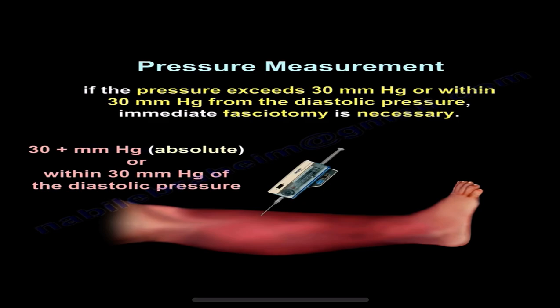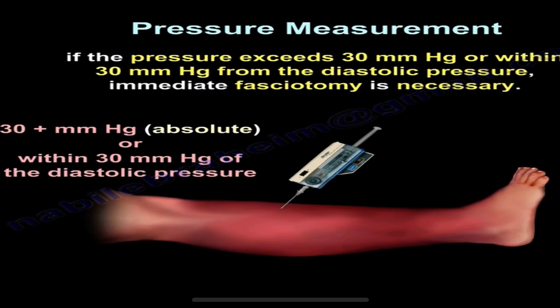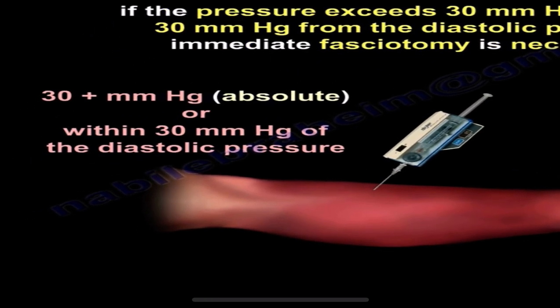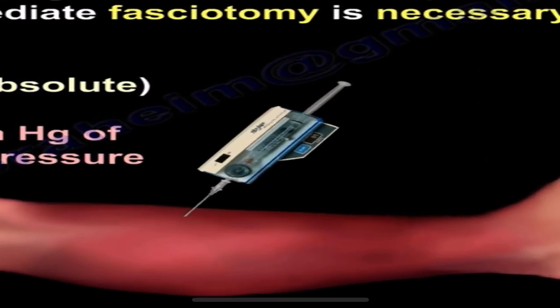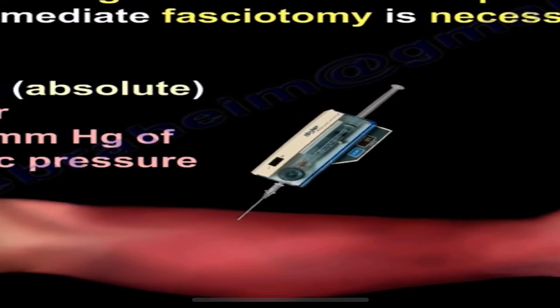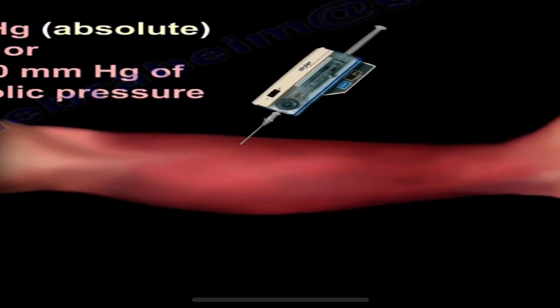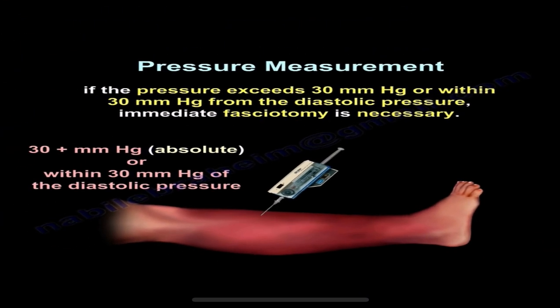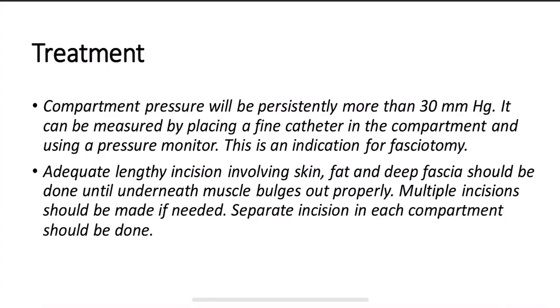So you can see here the pressure measurement. If the pressure is exceeding 30 mmHg or within 30 mmHg of the diastolic pressure, we require the fasciotomy. If the 30 mmHg absolute or within 30 mmHg is the diagnostic pressure, this instrument with the fine catheter and also the pressure monitor, with this we measure the pressure. If it is more than 30 mmHg, we opt for fasciotomy.